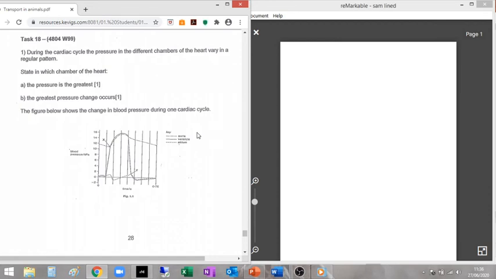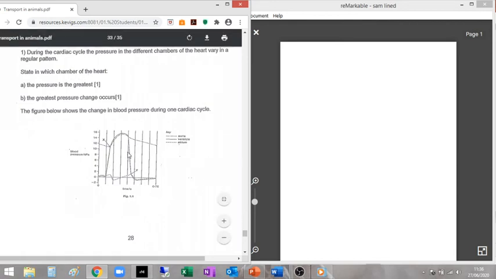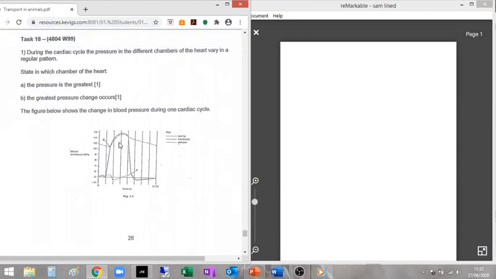So here we go. We have the classic pressure diagram now for the cardiac cycle. State which chamber of the heart pressure is the greatest in and where the greatest pressure changes occur. The answer to both is ventricles. The pressure is the greatest in which chamber of the heart? That doesn't include aorta. Aorta is a blood vessel, not a chamber. So is it going to be ventricle or atrium? For both, the pressure is going to be greatest in the ventricle, and the greatest pressure change is the ventricle. The ventricle pressure at some points is the same as the atria. But then when that ventricle starts to contract, the pressure, poof, goes all the way up here.